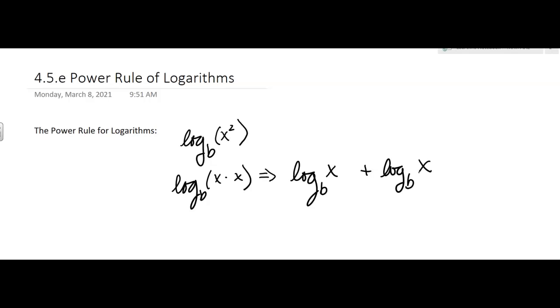Well, notice that you have two of the same thing, right? Here's a log base b of x, here's a log base b of x. And so that's going to equal 2 log base b of x. So what happened? Well, the exponent up here came down in front of the logarithm.